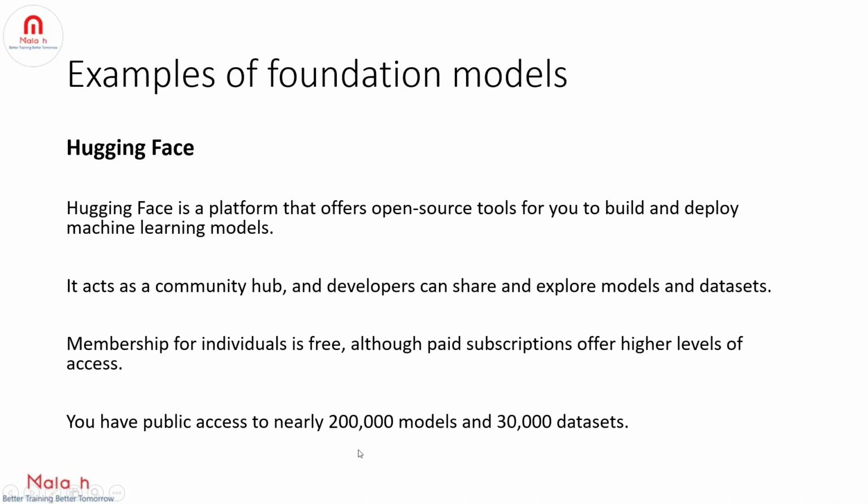And the next one is Hugging Face. So this is one of the famous ones. This is a platform that offers open source tools, right? So this is free, and you can build and deploy machine learning models by using Hugging Face, and it acts as a community hub, and developers can share and explore models and datasets, right? So you can also build a model and share it here, and datasets as well. Membership for individuals is free, that is, it is open source. Although paid subscriptions offer higher levels of access, you have public access to nearly 2 lakh models, right, and 30,000 datasets. And we will deep dive into Hugging Face in the coming lectures, right?